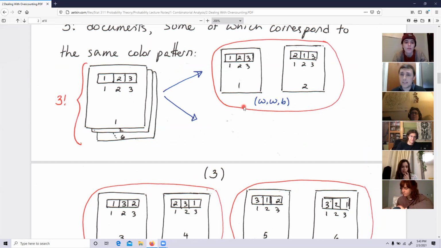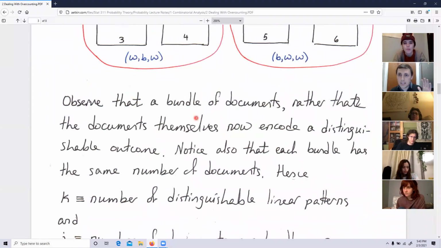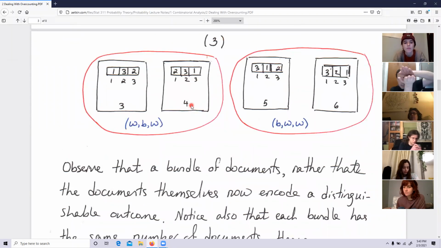So in this case, the pile rather than the individual document represents the universe. You understand? For instance, the pile containing those two pieces of paper represents the event that I'm observing, initially two white pawns followed by a black pawn. Good. Those two documents represent the situation where I see white pawn, black pawn, and white pawn. Is it clear, guys?